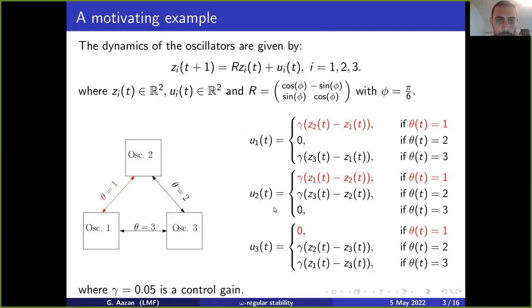theta equals 3. We consider here in our example that our oscillators are linear, and the dynamics are given by the following equation. For instance, if we take theta equals 1, there will be communication between oscillator 1 and oscillator 2. We see here that the inputs for 1 and 2 are non-zero. However, it will be 0 for agent 3. And if theta equals 2, the communication is between agent 2 and agent 3, and we see here that the input for 2 and 3 is non-zero. However, it will be 0 for oscillator 1. And so on for theta equals 3.